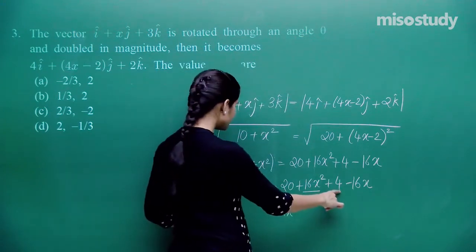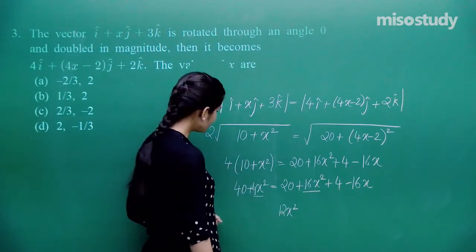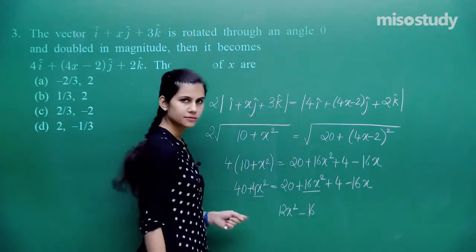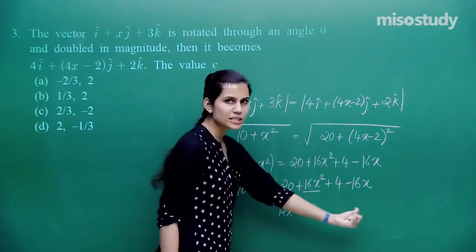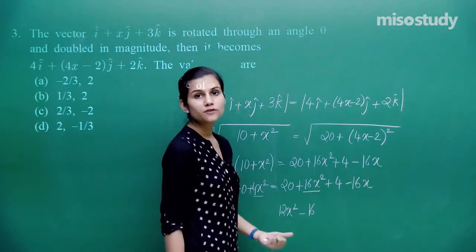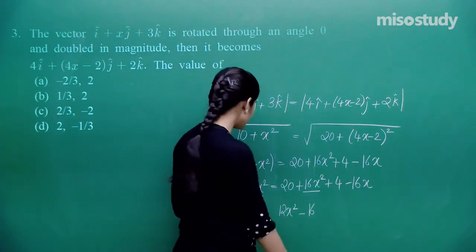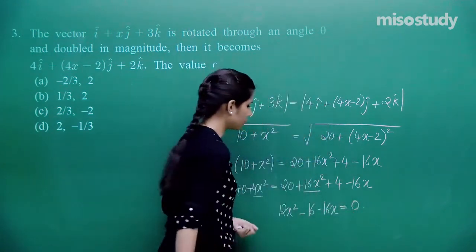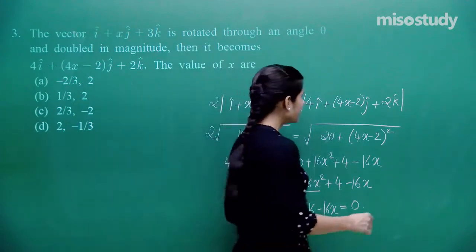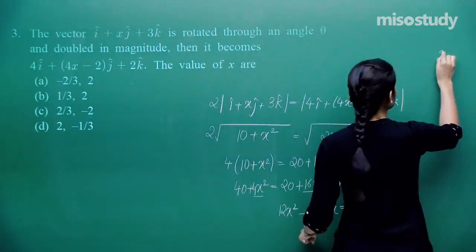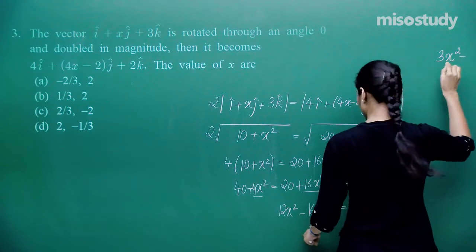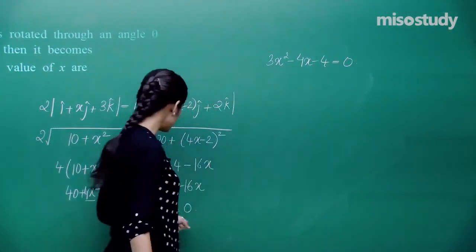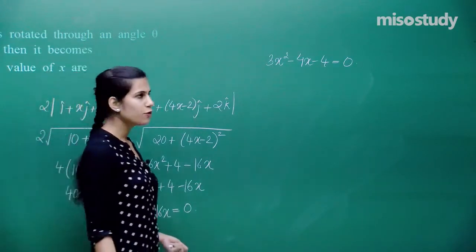20 plus 4 is 24, right? And 40 minus 24 is 16. So this gives you minus 16. See, this is 24 minus 40. 40 minus 24 is 16. So this gives you minus 16. And here you have minus 16x equals 0. This eventually gives you what? 3x square minus 4x minus 4 equals 0, because you can see everything is divisible by 4. I can take out 4 common.